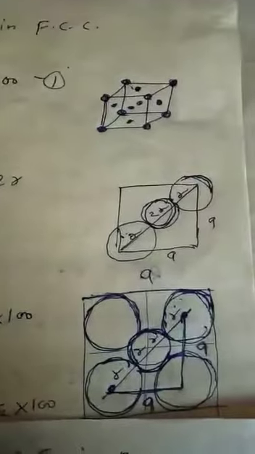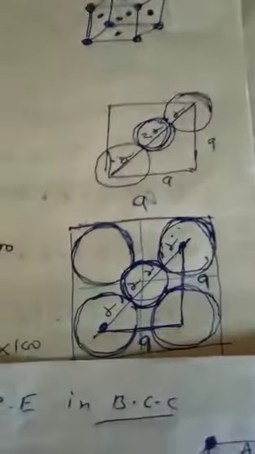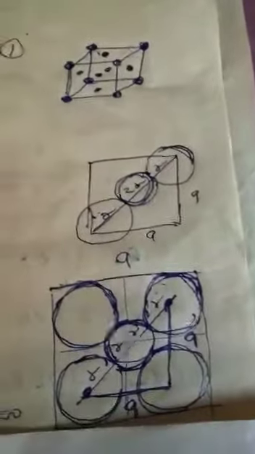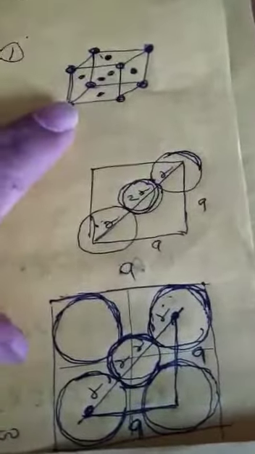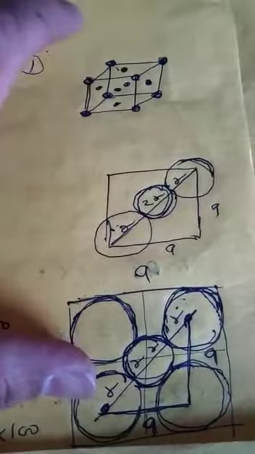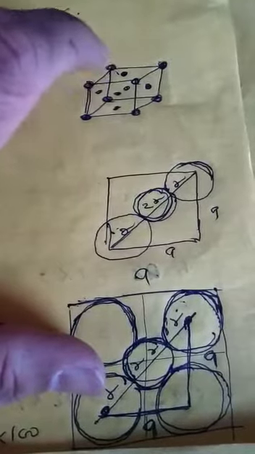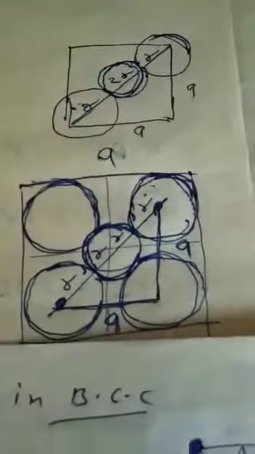How can we find out this relation? You can see, with the help of Pythagoras theorem or trigonometry, we can find it. You have the diagram here. If you see this one, it is FCC. On the above face, there are 5 particles, one in the center and 4 particles at the corners. These 4 particles which are present at the corners are just touching the central particle like this. You can see in the diagram.